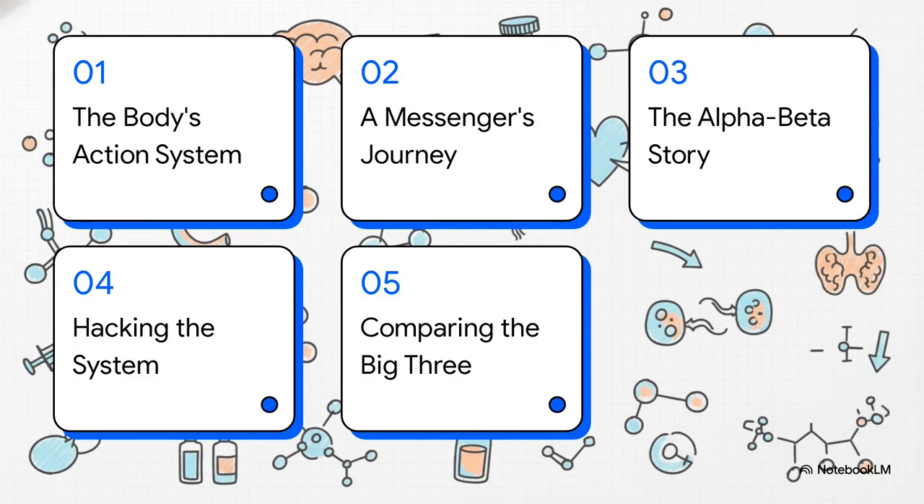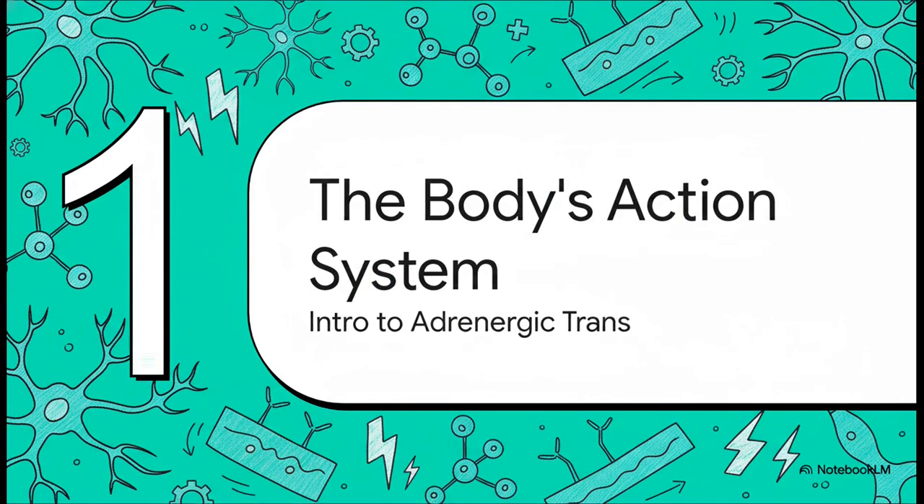We're going to break this down into 5 logical parts. We'll start with the big picture, the body's action system. Then, we'll follow the journey of the main chemical messenger. After that, we'll talk about who receives that message, the receptors. Then, the fun part, how drugs can hack this system. And finally, we'll compare the 3 big players in this field. Simple, right? Let's go. All right, first up, the body's action system.